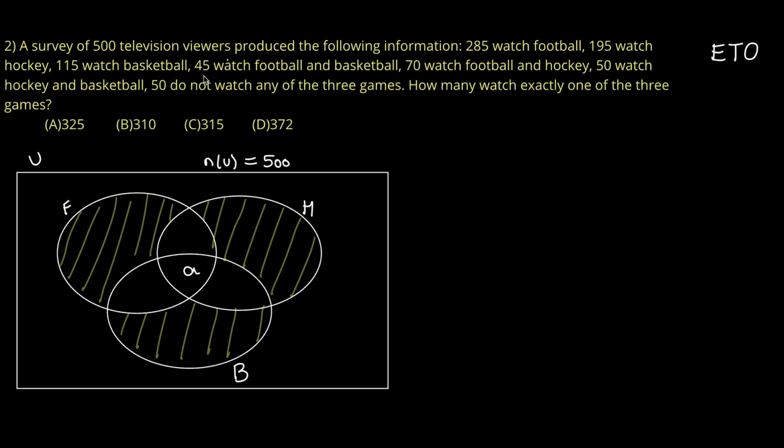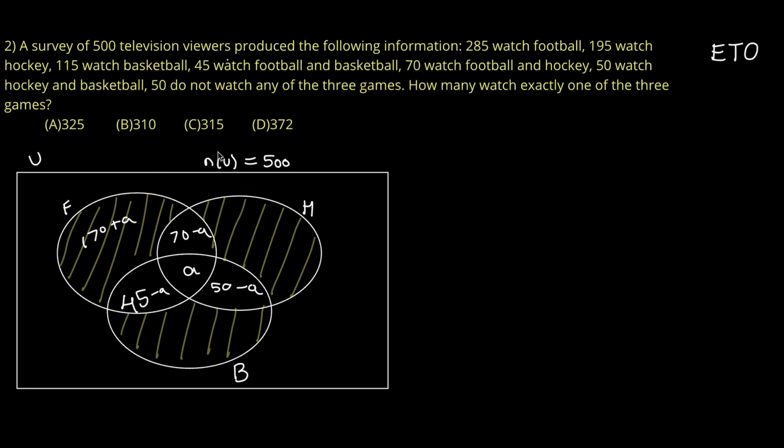But we need to find the people who are watching only football and basketball. We can write 45 minus A. Similarly, total number of people watching football and hockey only is 70 minus A, and total number of people watching hockey and basketball only is 50 minus A, and total number of people watching football only is 285 minus all this region. We get 170 plus A.